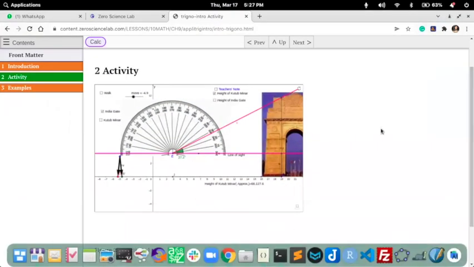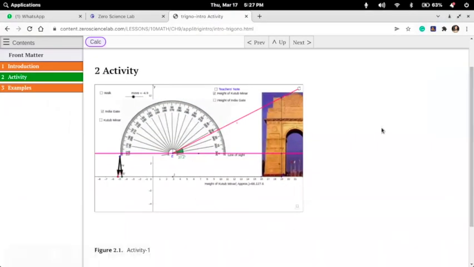Trigonometry. Yes, applications of trigonometry. I have only one application, and that application is heights and distances. Yes, heights and distances. Okay, one image is given here, right? So virtually we are measuring. That is, we considered the image of the India Gate, right?